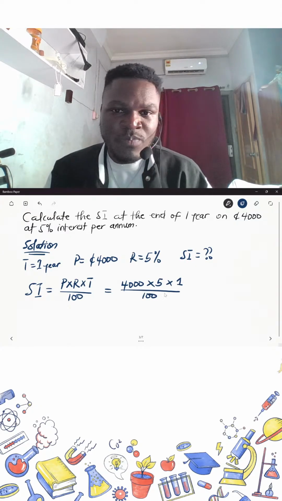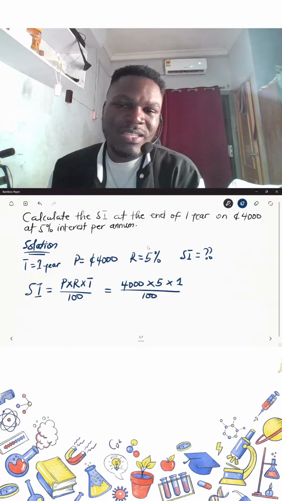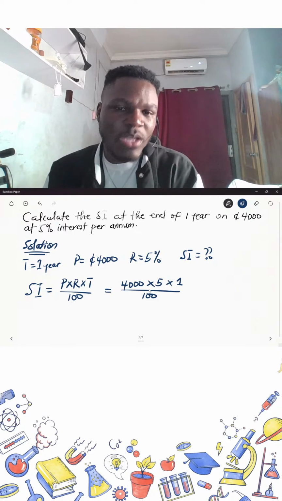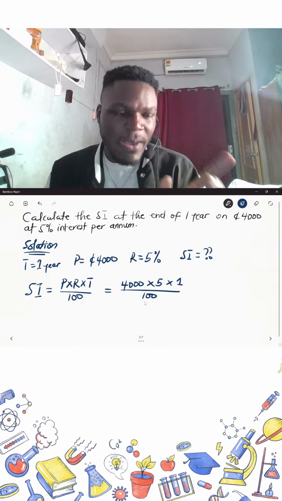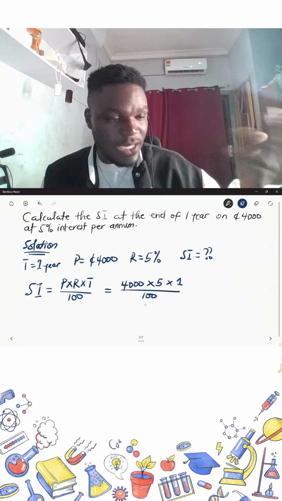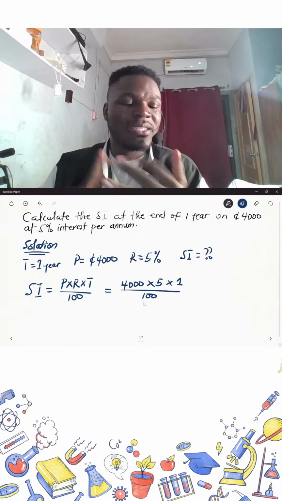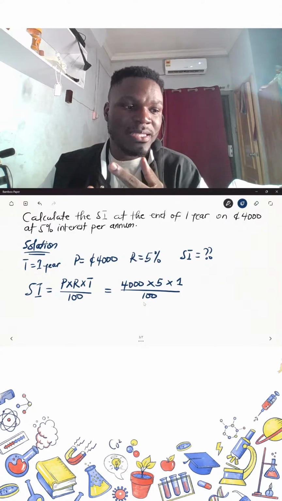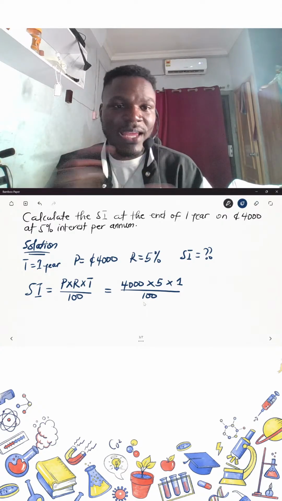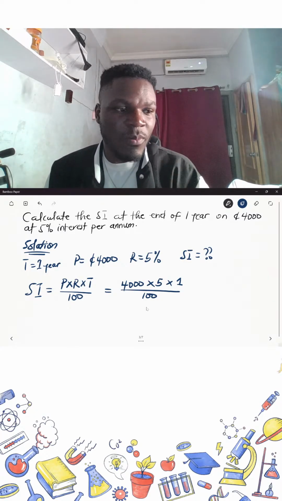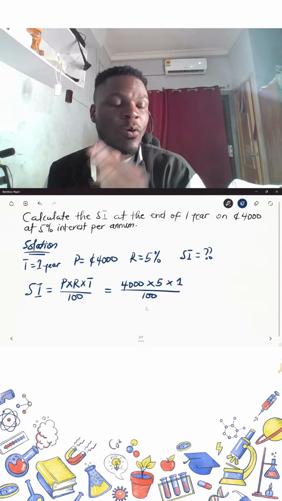Now, mind you, even though the rate is 5%, I'm not writing 5 over 100 in place of 5 over here because the 100 is already at the bottom. Remember, I already said at the beginning of the lectures that simple interest is the product of principal, rate, and time. But because the rate is in percentage, we divide everything by 100. Okay? And that is how come we have the formula as principal times rate times time all over 100.